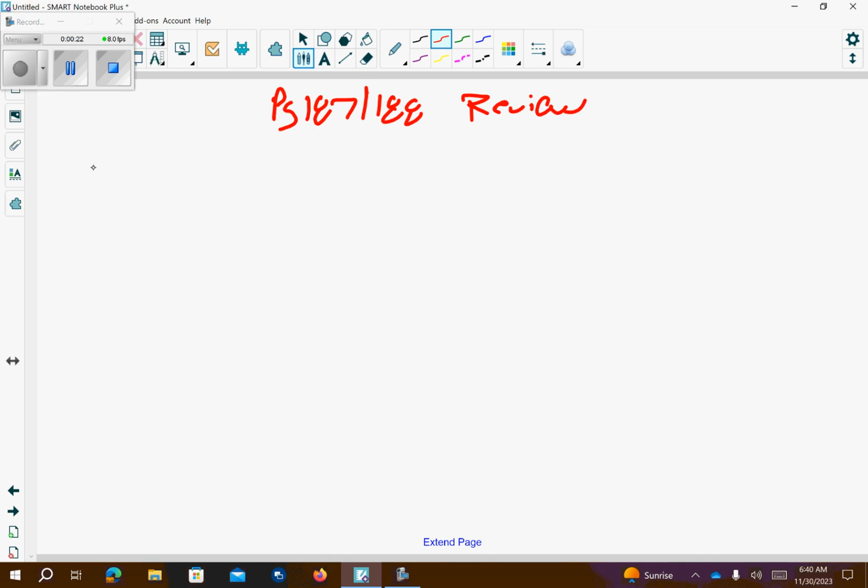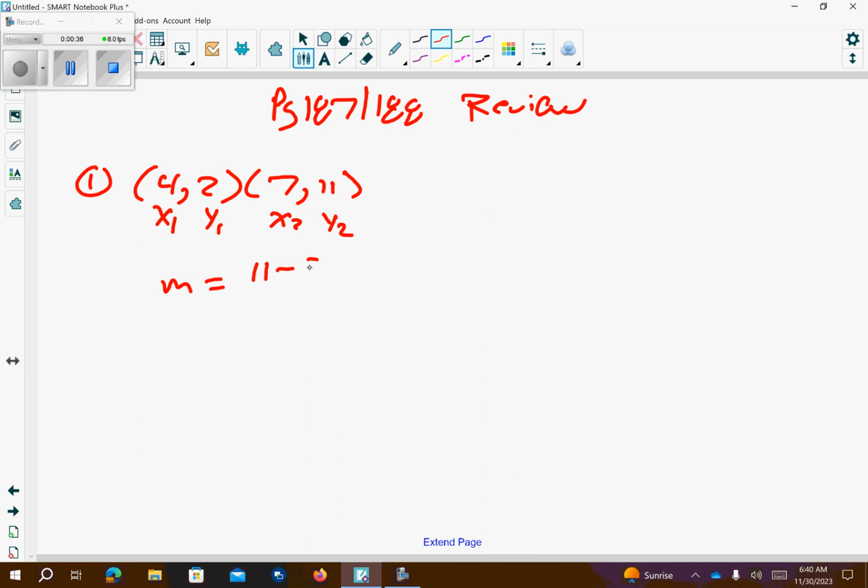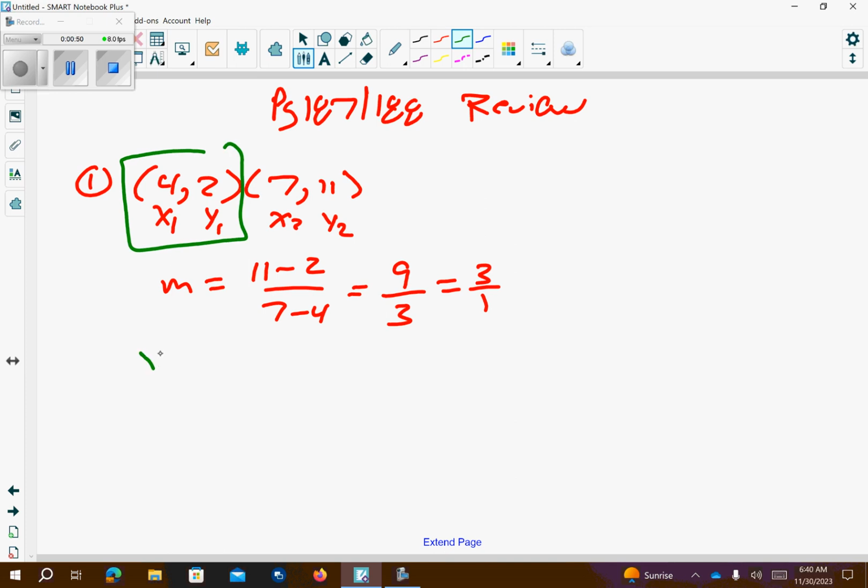So the first one, we want to put this in point slope, so x1, y1, x2, y2. We then want to find the slope, so our slope is going to be y2 minus y1 over x2 minus x1, which gives me 9 over 3, which reduces to 3 over 1. You can keep it as 3 over 1 if you want. And then it says use the first point to put in point slope.